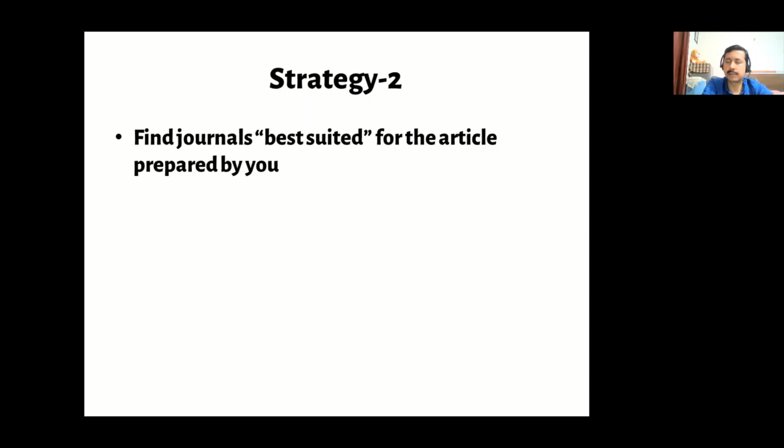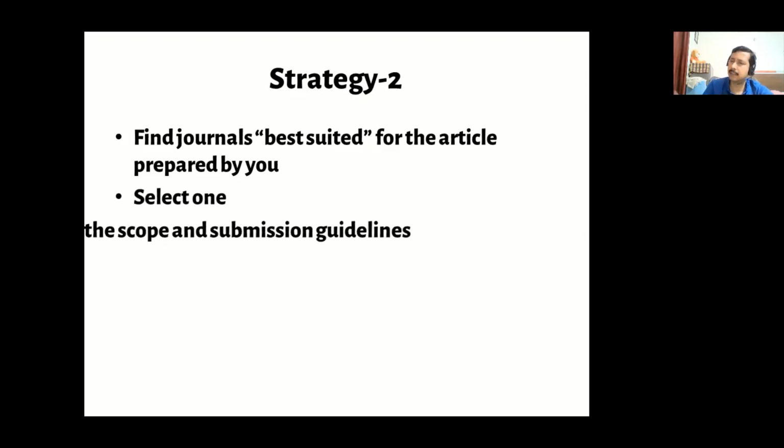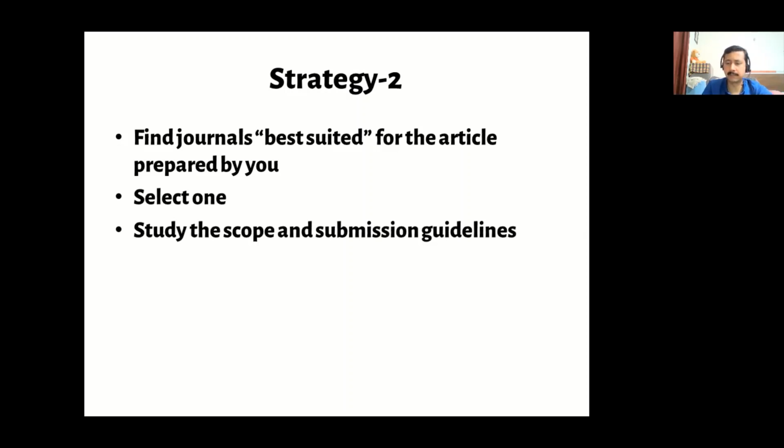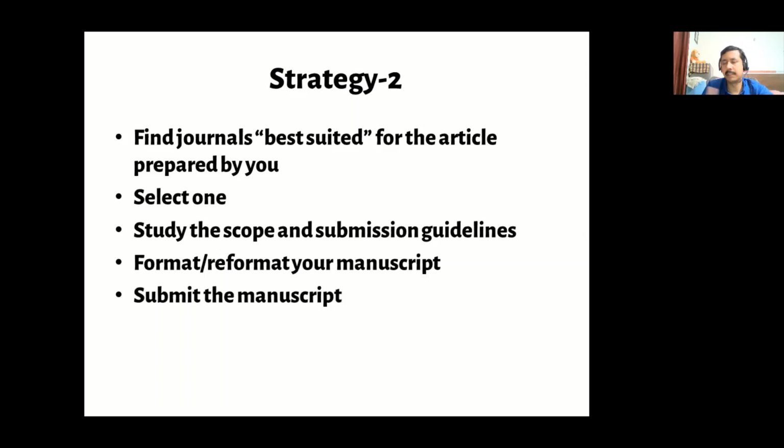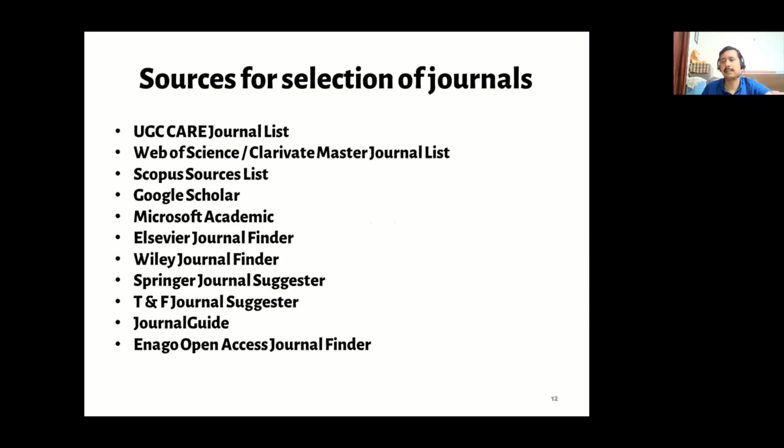In this case, you may use some journal finder services which help you find the best journal for the article already prepared by you. Select one of the journals, study the submission guidelines, scope, formatting guidelines. Format your manuscript or reformat your manuscript according to the submission guidelines of the journal. Submit the manuscript. So let's have a look at the sources for selection of journals.